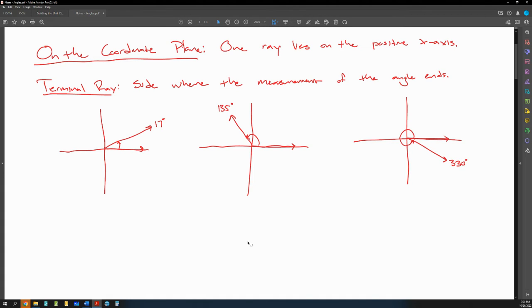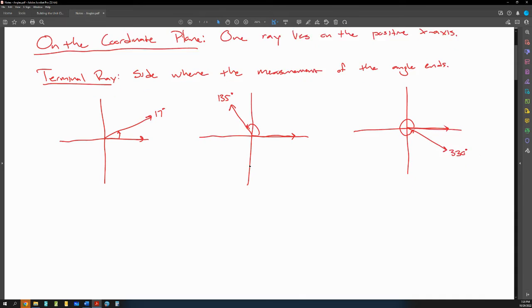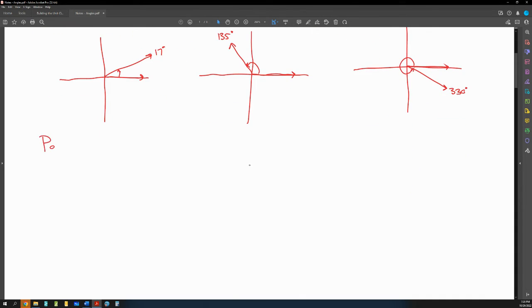Okay? So notice that some angles are acute, some angles are obtuse, and some go almost all the way around the circle. Notice that each of these all have in common that they go the counterclockwise direction, and these are all positive angles. So let's go ahead and write that. Positive angles are formed going counterclockwise. Okay, so if I were to draw this going in a circle, this would be going counterclockwise.